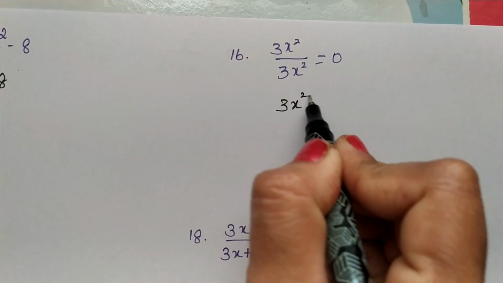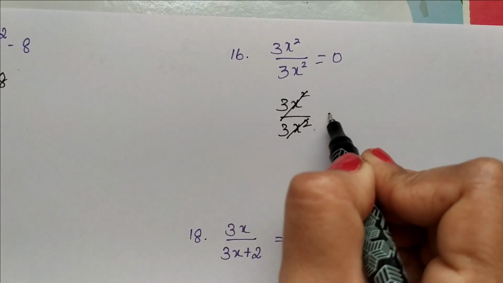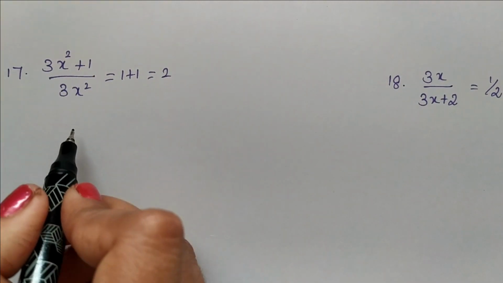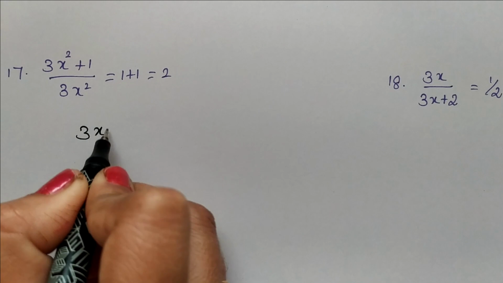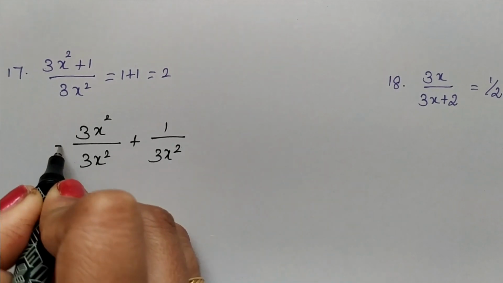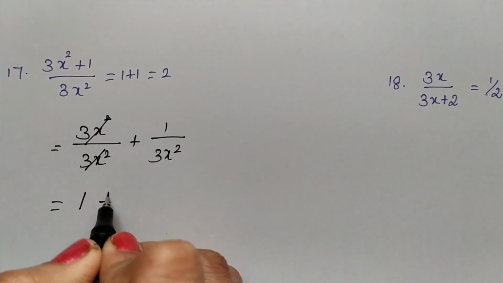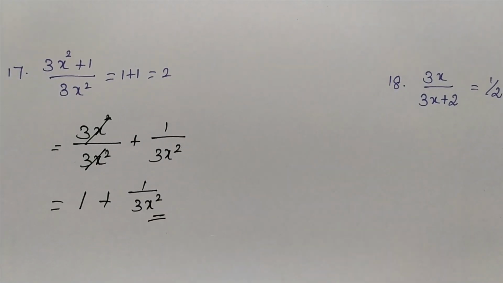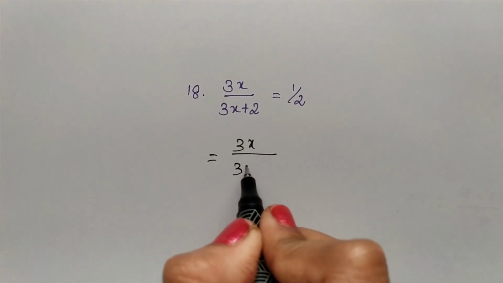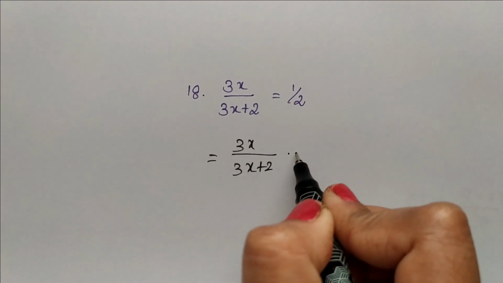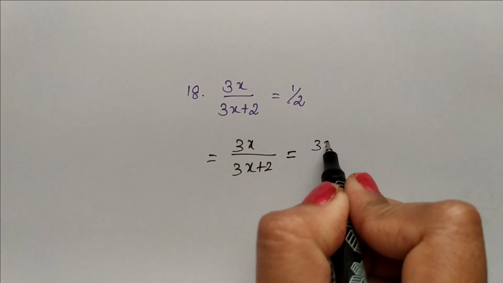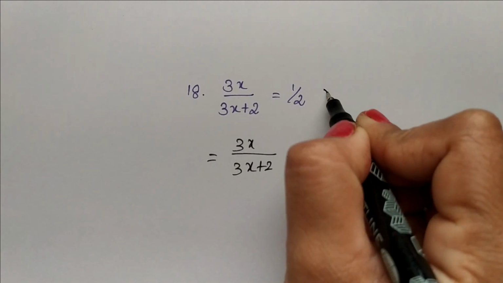So here 3x square divided by 3x square. So when you cut we will get 1. So 3x square plus 1 divided by 3x square, we can write 3x square by 3x square plus 1 by 3x square. So we can cut these two. We have 1 plus 1 by 3x square. And here we can write 3x divided by 3x plus 2. So the answer is same, 3x divided by 3x plus 2. So this is wrong.